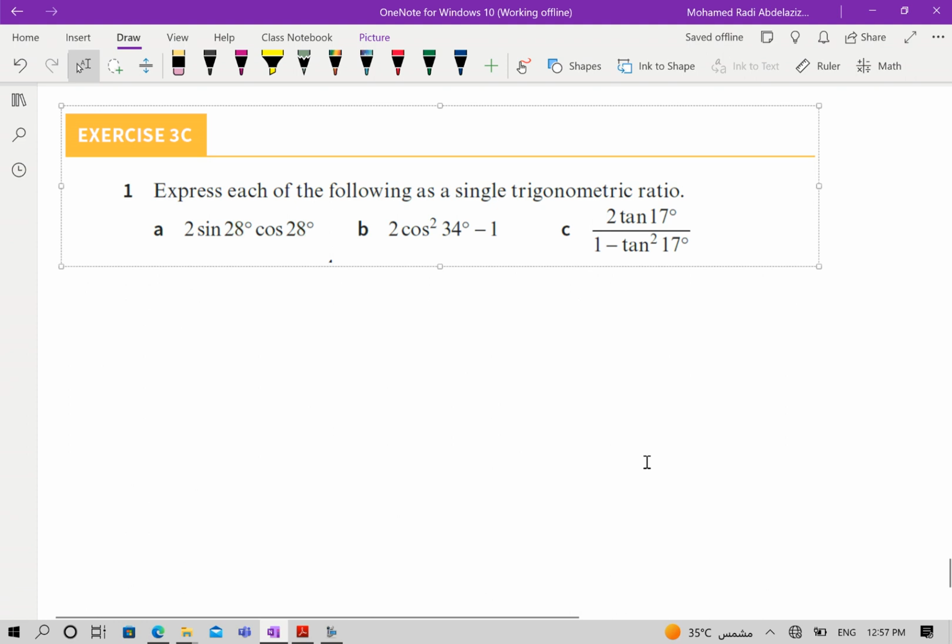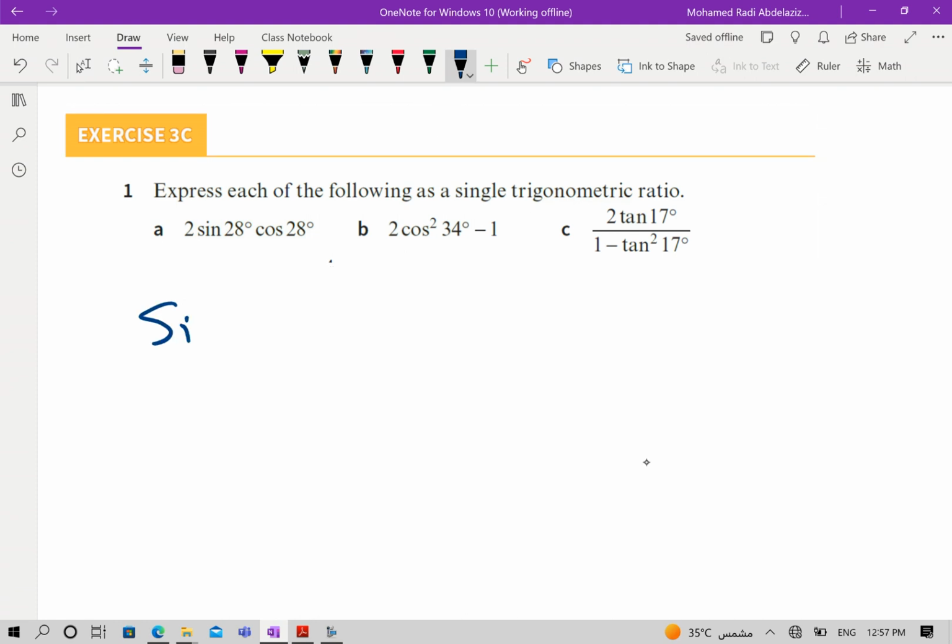By using the identities, how do we express in terms of only a single trigonometric ratio? This is the formula of what? 2 sine cosine, sine double. Sine double of 28, so it will be sine what? 56.